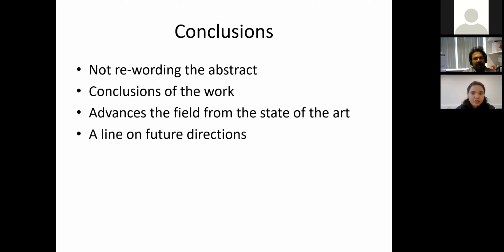And conclusions are not rewording the abstract. Conclusions are conclusions of your work. You should also talk about advances in the field from the state of the art. And finally, you should give a line on future directions, where you are going towards the next.